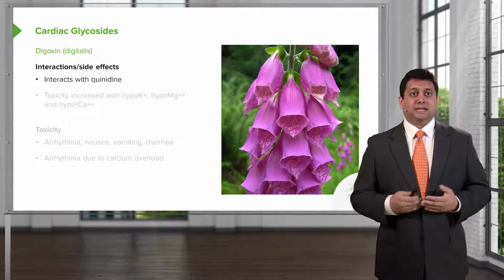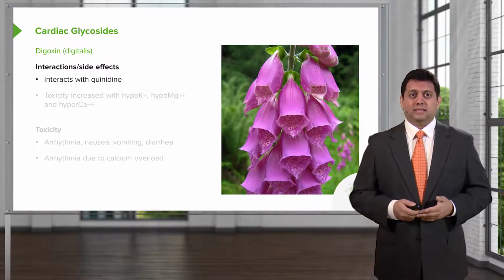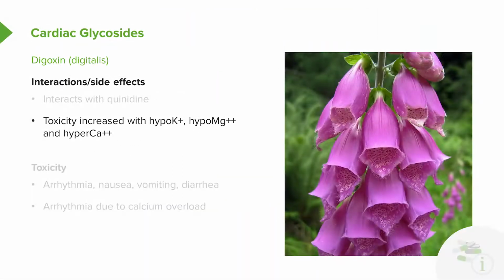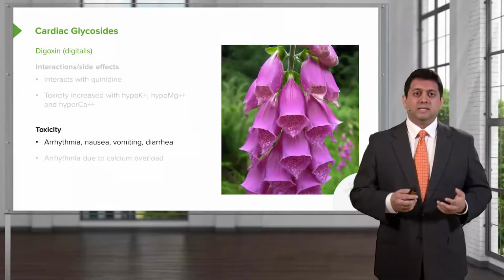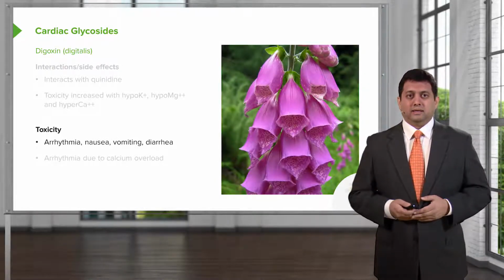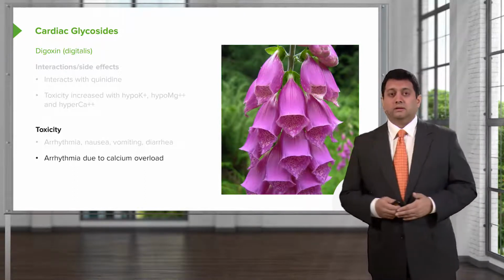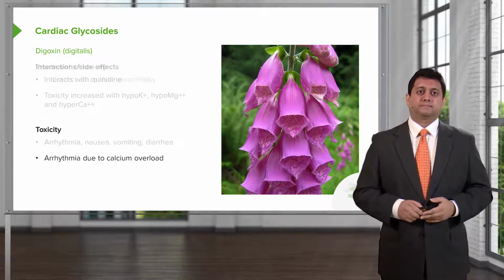Interactions of digoxin, it interacts with quinidine, which is also derived from a similar plant. The toxicity is increased with low potassium levels and low magnesium levels and high serum calcium levels. So when you're going to administer digoxin to a patient, make sure you check the electrolytes. Toxicity can also result in arrhythmia, nausea, vomiting, and diarrhea. The arrhythmia is occurring due to intracellular calcium overload.